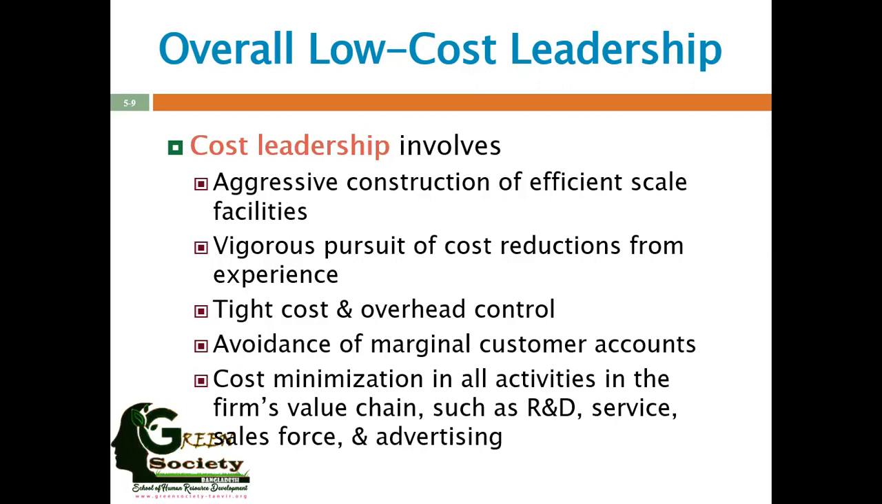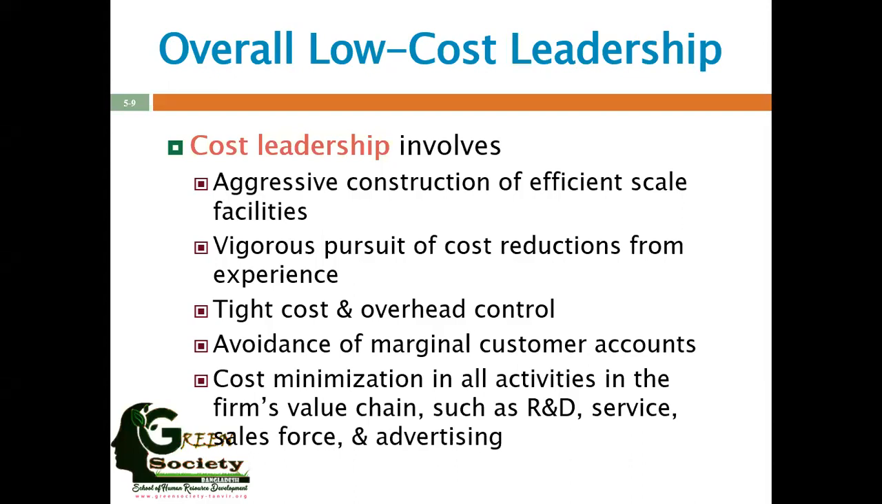The first one, so simple, aggressive construction of efficient scale facilities, because we know that economies of scale means you have to produce up to a certain level that will ensure per unit cost will be minimum. So it's up to a certain level. If you cross that level, then again your per unit cost will increase.